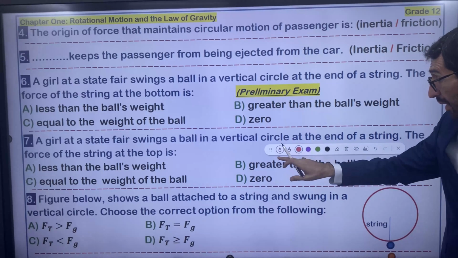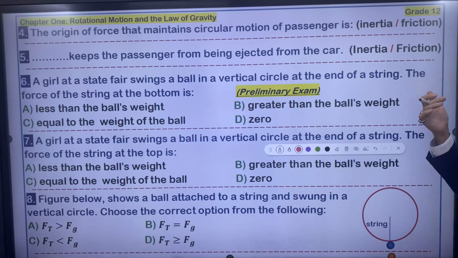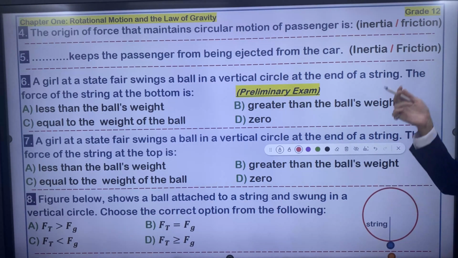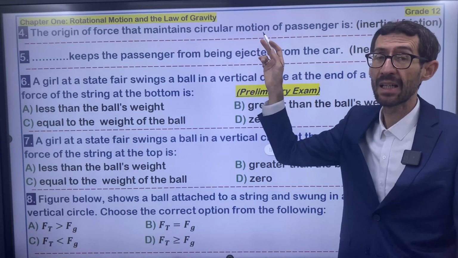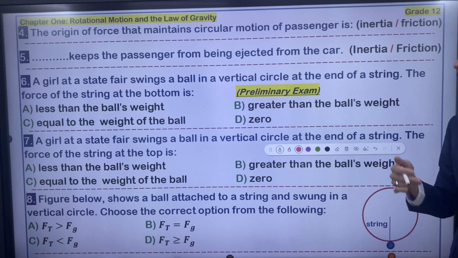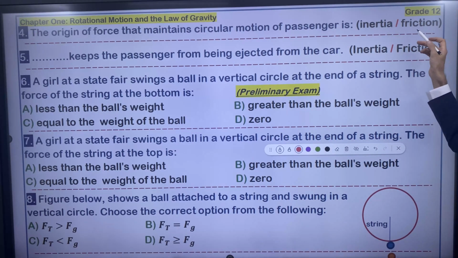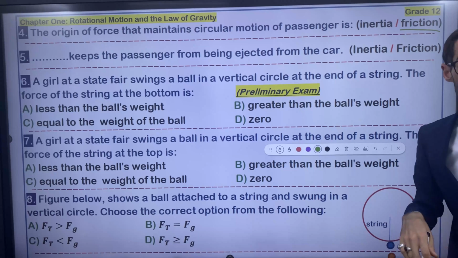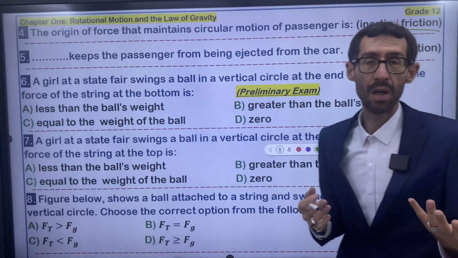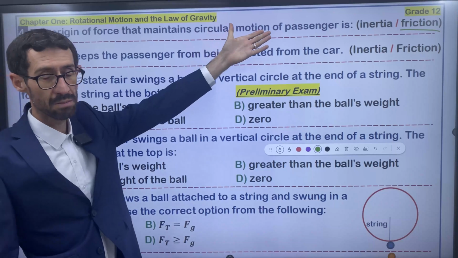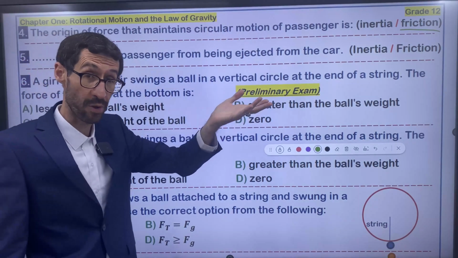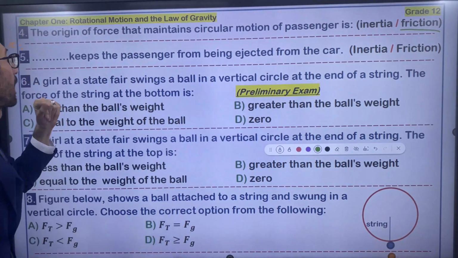Or I can say the origin, which factor is in charge of maintaining the passenger in the circular path? Actually, friction. Of course, friction here is a centripetal force, right? Friction is a centripetal force.